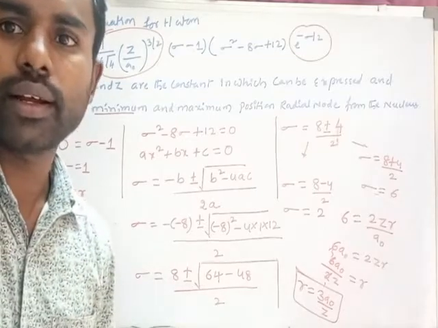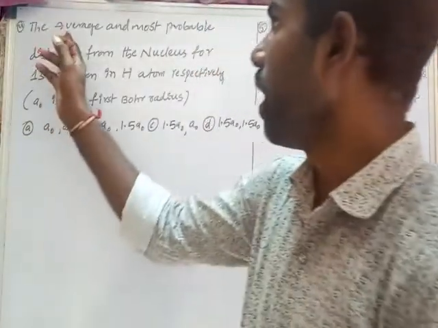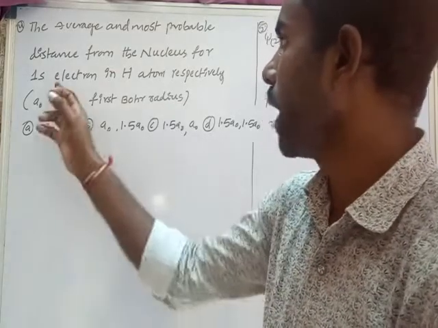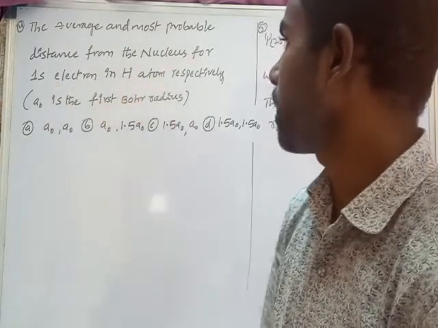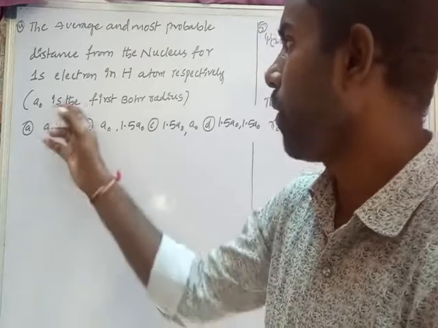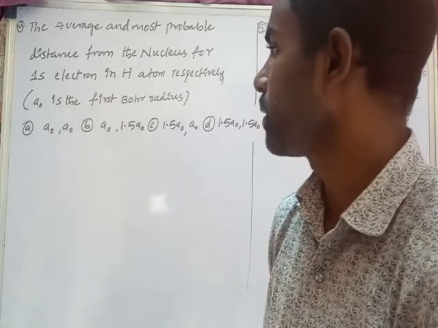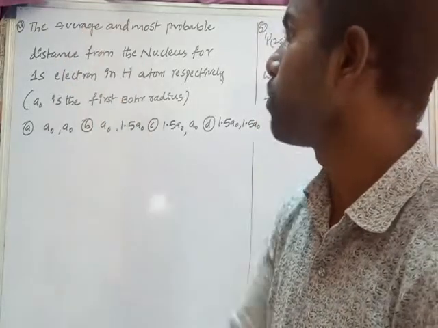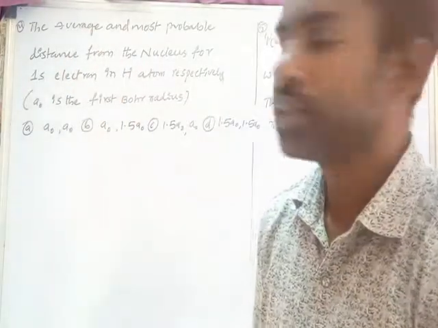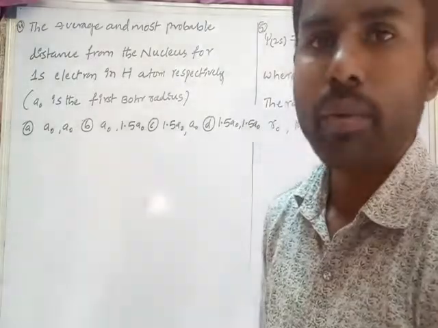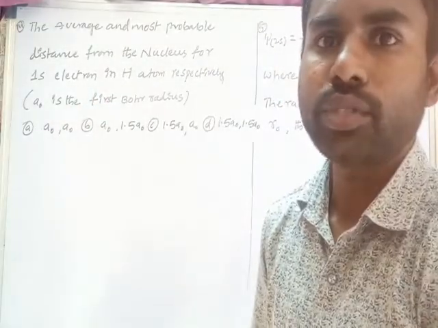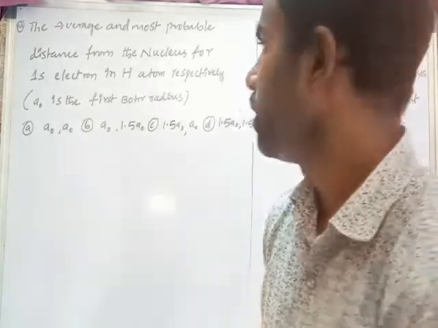So here this is the fourth one. See here, the average and most probable distance from the nucleus for the 1s electron in hydrogen atom respectively. A0 is the first Bohr radius. So here the options they have given. They are asking the average and most probable distance from the nucleus in hydrogen atom for the 1s orbital.